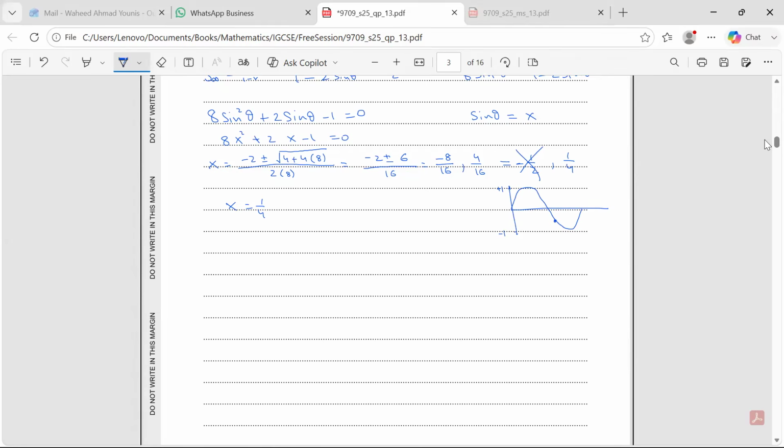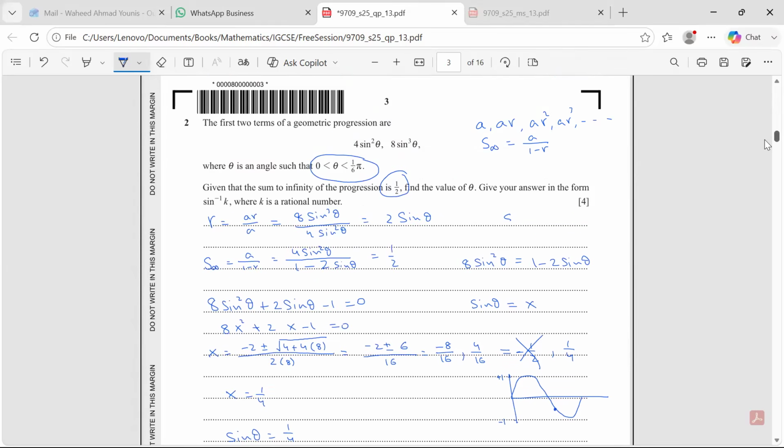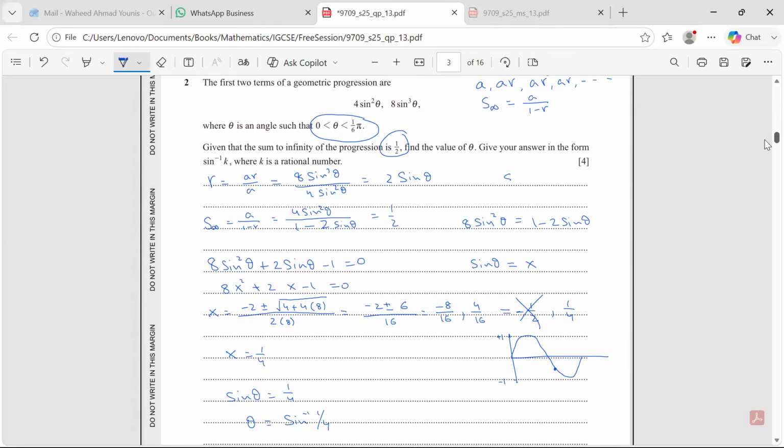Okay, and x is equal to sine theta. So sine theta equals 1 by 4. It means theta is equal to sine inverse of 1 by 4. Okay, so this is our solution. I hope you understand every step and the logic behind every step.